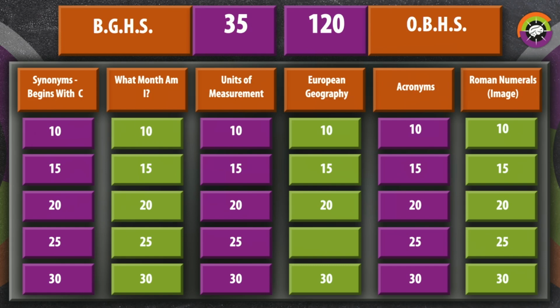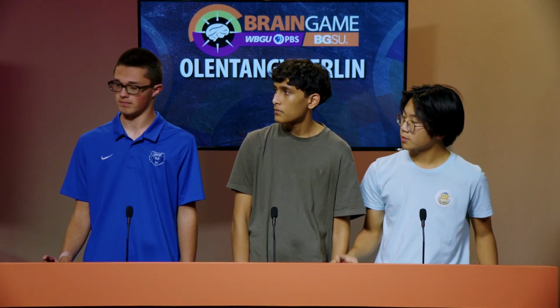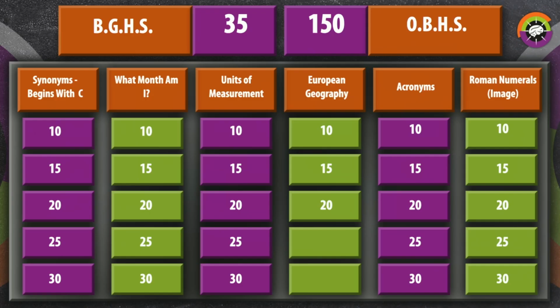European geography for 30. European geography for 30 points. Country that is home to the Tiber River. That would be Olentangy Berlin. Martin. Italy. Italy is correct. Olentangy Berlin still in control.